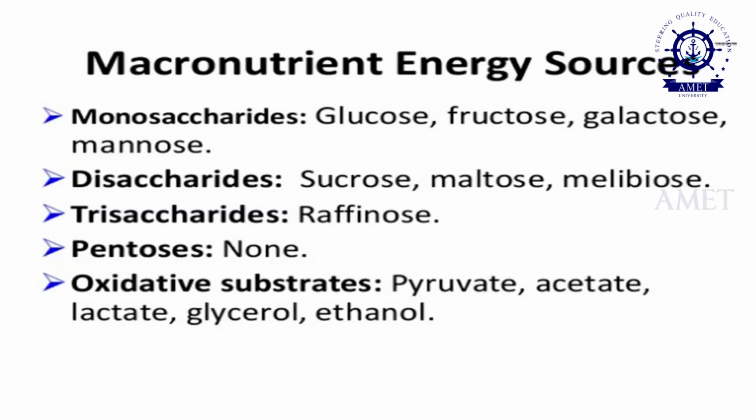The next slide is on the macronutrient energy sources. These macronutrient energy sources are monosaccharides, disaccharides, trisaccharides, pentoses, etc. In monosaccharides, glucose, fructose, galactose and mannose come under monosaccharides, and in disaccharides, sucrose, maltose, melibiose come under disaccharides, and in trisaccharides, the sugar raffinose comes under trisaccharides. The oxidative substrates present in the macronutrient energy sources are pyruvate, acetate, lactate, glycerol and ethanol.